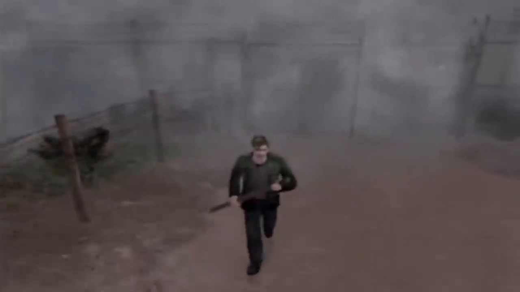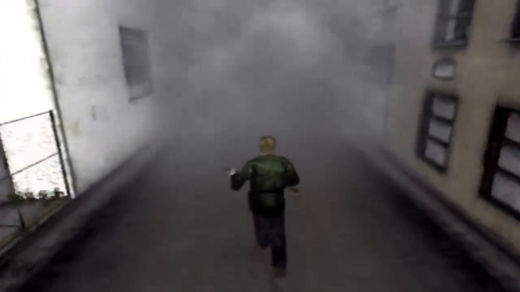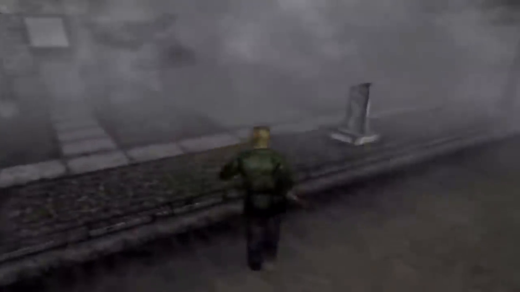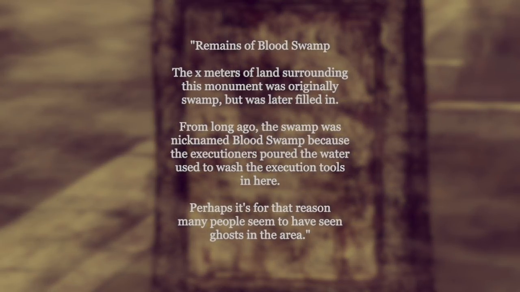From here, the game is somewhat open. Players familiar with town can run right over to Martin Street, pick up the apartment key, and move on. But there are important sites in town which we shouldn't overlook. One of the optional sites is the Blood Swamp Monument, which includes a vague, partially destroyed description. The restored description, according to the Silent Hill Wiki, reads as follows.